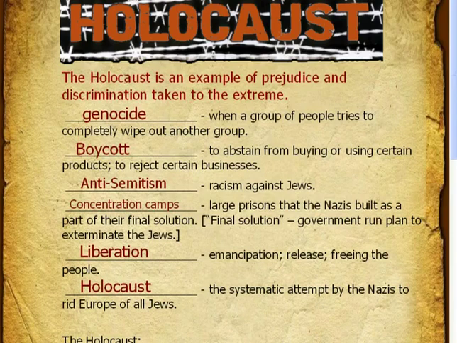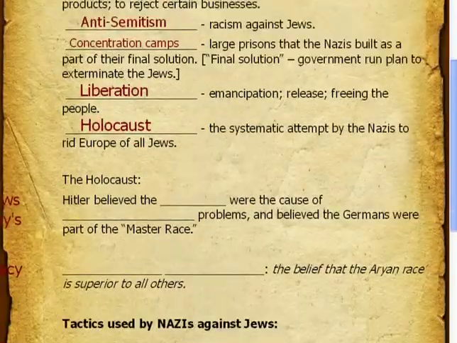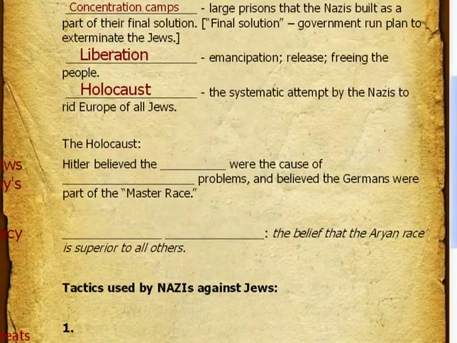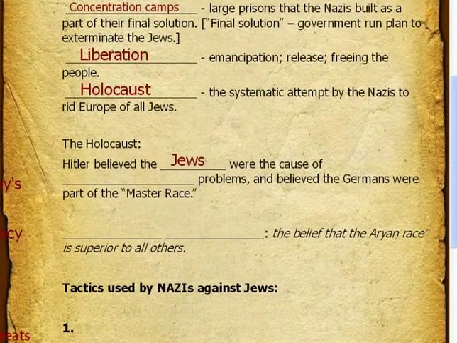Now it does include other groups that we will discuss in class, but the Holocaust refers to the Jews being targeted, but there are other groups that are part of that as well. So the Holocaust. Hitler believed the Jews were the cause of Germany's problems. That Great Depression they're going through, the unemployment, the fact they lost World War I, all that stuff he blames on the Jews as a way of getting the German people to target somebody.